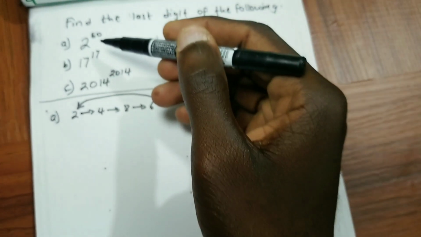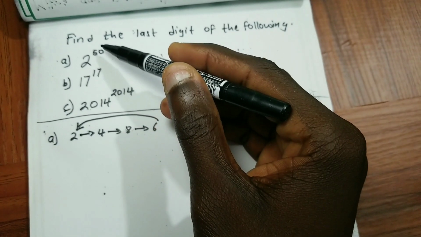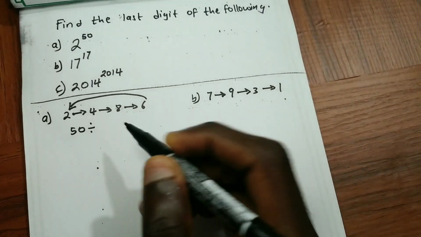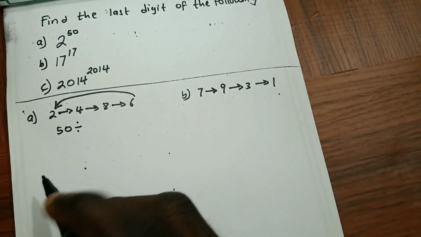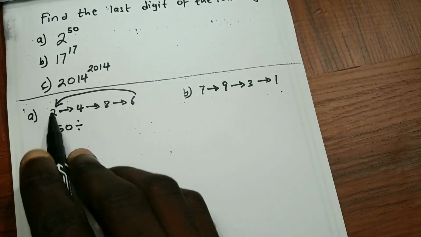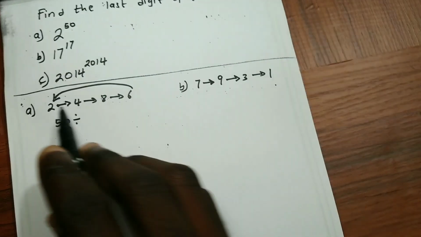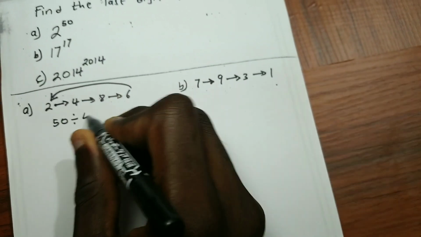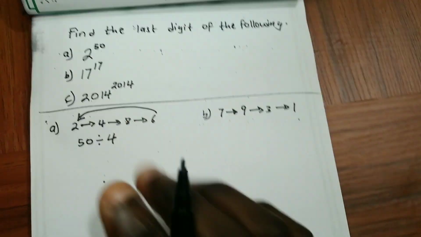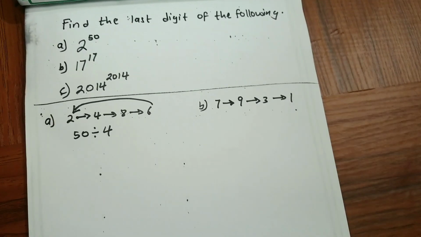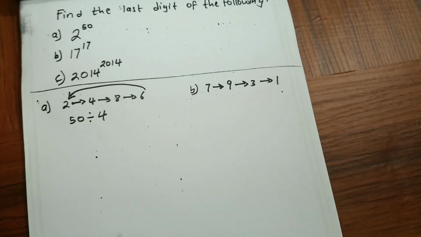So looking at this, we have 2 exponent 50. We use the exponent 50 divided by the number of digits forming the cycle. We have 1, 2, 3, 4, so 4 digits forming the cycle. Divide by 4. Now, in problems like this, we are interested in the remainder. Note that we are interested in the remainder, not the quotient.